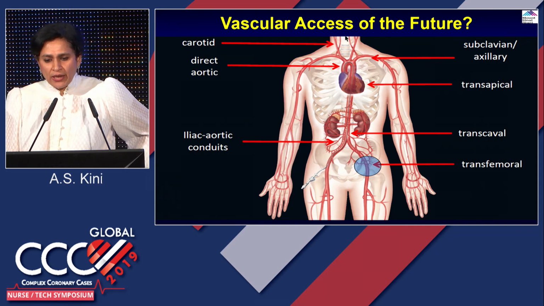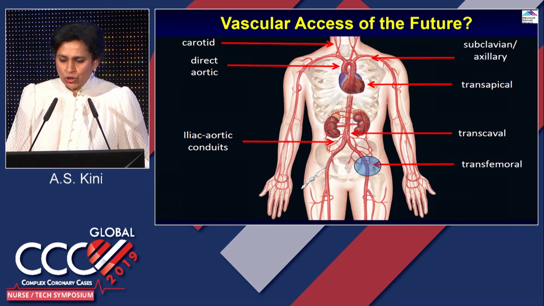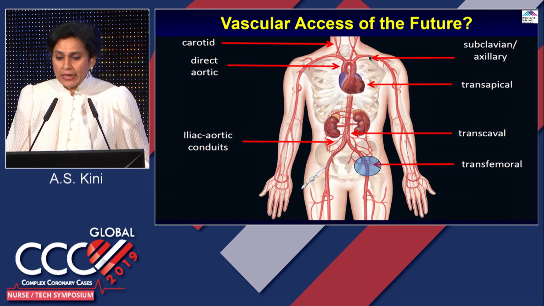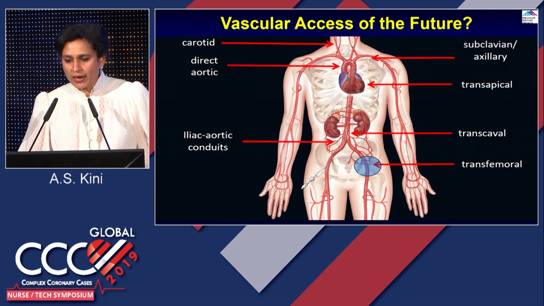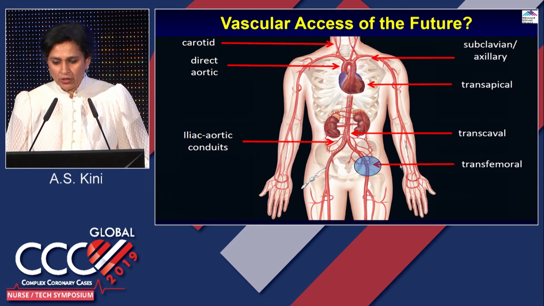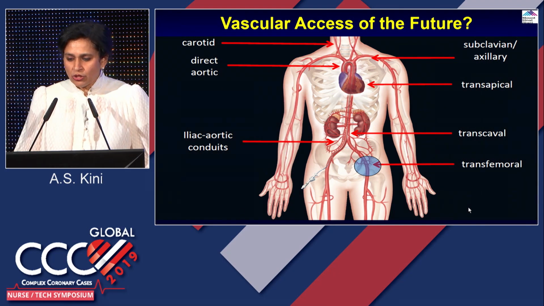Then vascular access. I know I've mentioned everything going through the femoral, but there are other things that have been discussed, and more important is the carotid. You can do TAVR via the carotid. There are a couple of reports on that. So essentially, we're trying to see how we can get there from whatever route is possible. So this is also ongoing.